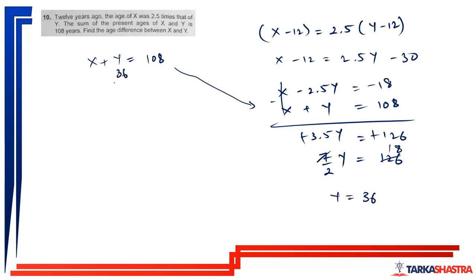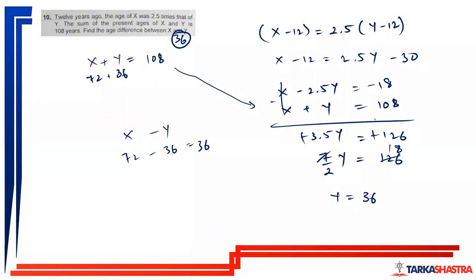If the age of y is 36, age of x will be 72. Check: 72 plus 36 is equal to 108. Now what are they asking? Age difference between x and y. So that is 72 minus 36, which is 36 only. Age difference between x and y is 36 years only. Okay. Moving forward to next question.